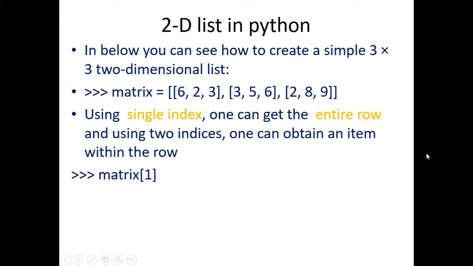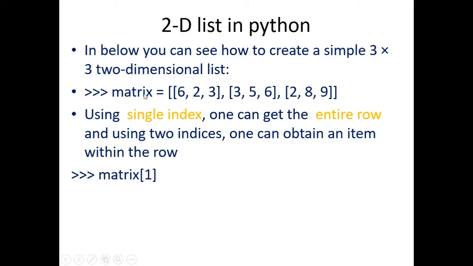So we have seen 1D list, how to operate various functions on 1D list. Now we are going to see 2D list. So 2D list is another interesting concept that is there in Python programming. In a 2D list, it's a nested structure where you can have a list within a list. In the code below you can see how to create a simple 3x3 two-dimensional list.